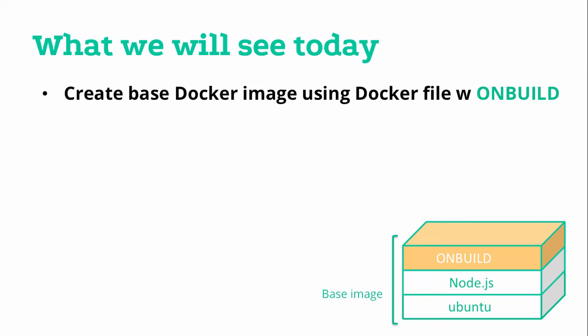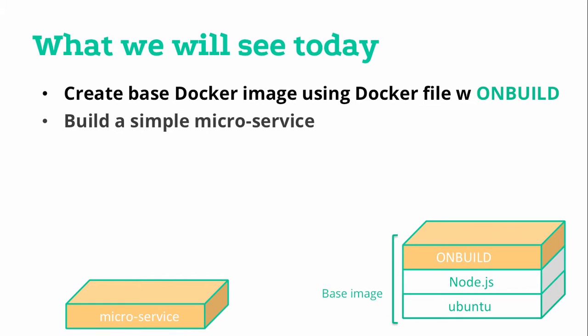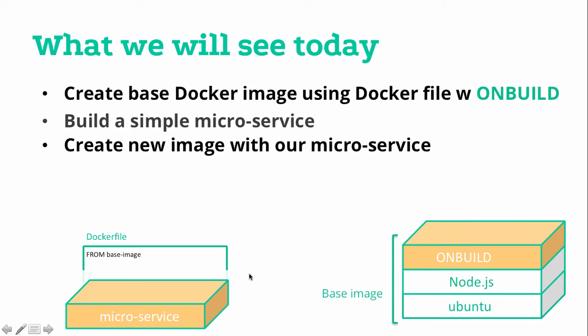What we will be seeing today, as mentioned earlier, is that we will build again a base Docker image with Ubuntu and Node.js. But on top of the Ubuntu and Node.js installation, we will add on-build triggers. On-build triggers means that these triggers are going to be executed later on by the Docker daemon in a downstream build, which means that after we create this image with these triggers, we will create a simple microservice, and then we will write a Dockerfile for this microservice, which will indicate in the first command the base image that we created.